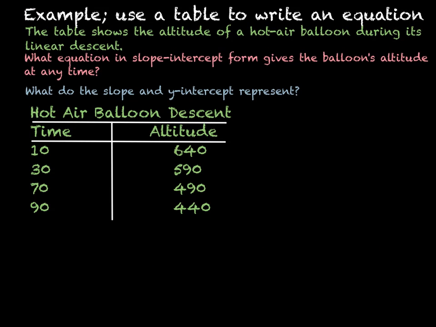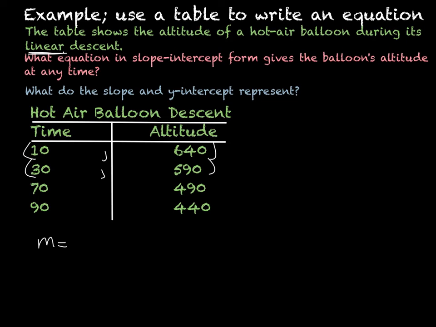Alright, so for this next example, the table is going to show the altitude of a hot air balloon during its linear descent. I want to know what the equation is in slope-intercept form that gives this balloon's altitude at any given time. And then we should be able to explain what the slope and y-intercept represent. Okay, so to find slope-intercept form, I want to find my slope. And since this is a line, we were told it was linear, so we can use any points we want. So I'm just going to use 10 and 640 and 30 and 590.